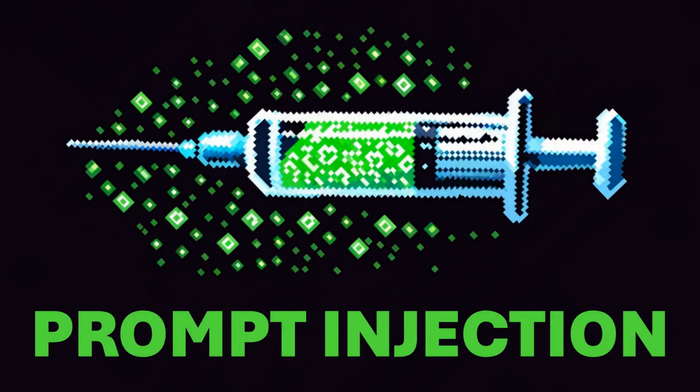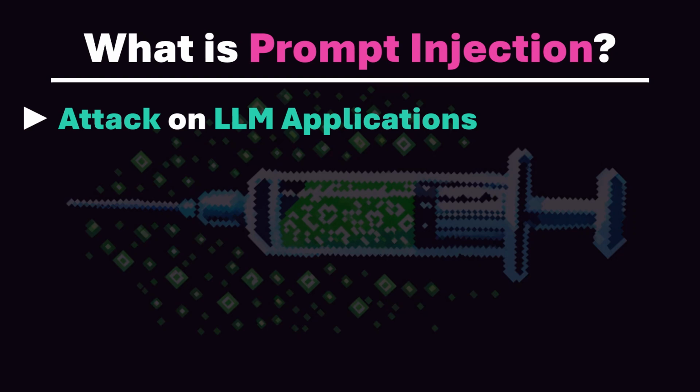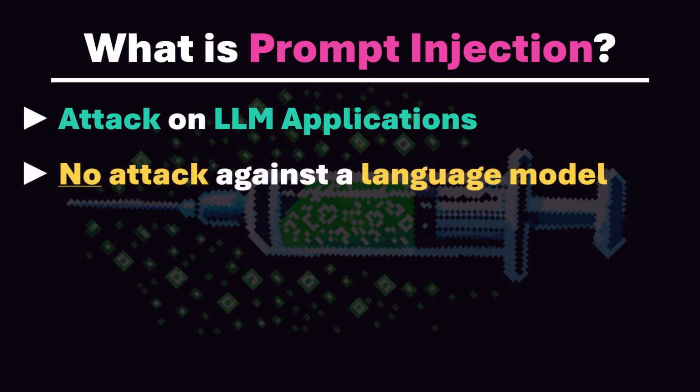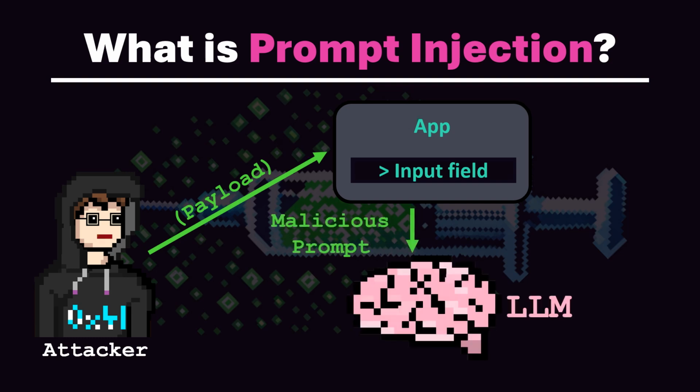Prompt injection is an attack vector on applications that use a large language model to provide certain services. Importantly, compared to other attack vectors, prompt injection targets not the AI model itself, but rather the applications built upon it. The attacker inputs a malicious payload in the form of a prompt into the application's input field. This is sent to the large language model linked to the app. The model then delivers a manipulated response based on the malicious prompt.